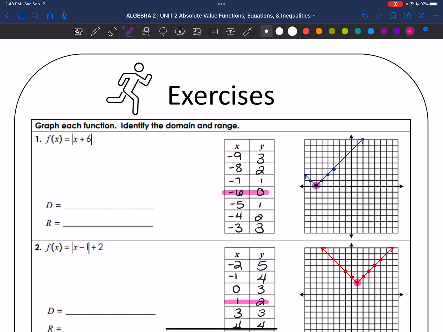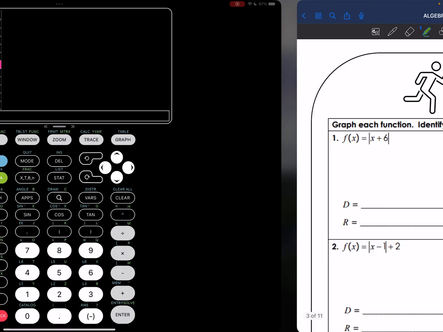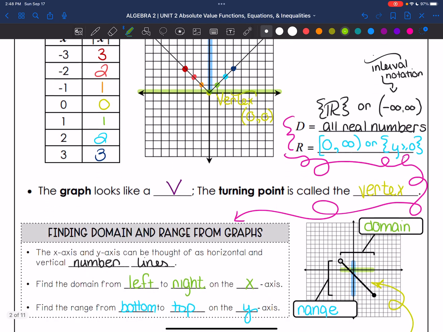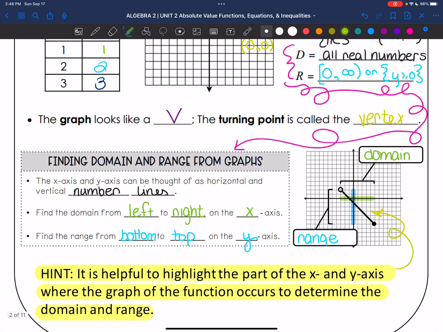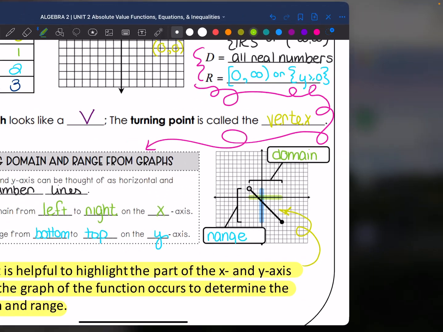Like I showed you in our previous video, we want to highlight the section of the X and Y axis that corresponds with where our graph occurs. So we read for domain, oops, let me go back one page. For domain, we read from left to right. So we're going to highlight from left to right wherever our graph is happening.